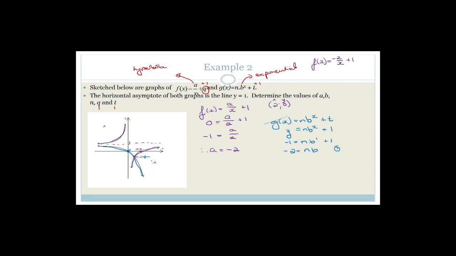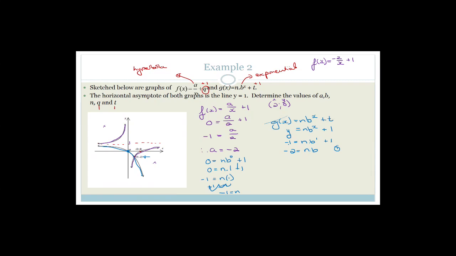We can also use the 0, 0 point, okay? So when x is 0, y is 0. So if we do it over here, we've got 0 is equal to n b to the 0, plus 1, okay? Anything to the 0 is 1, and that x only belongs to the b. So therefore, we've got 0 is equal to n times 1, plus 1. Therefore, minus 1 is equal to n times 1. So n is equal to minus 1. And again, we're happy because that's obviously a negative exponential graph. So I'm very happy that n is equal to minus 1.